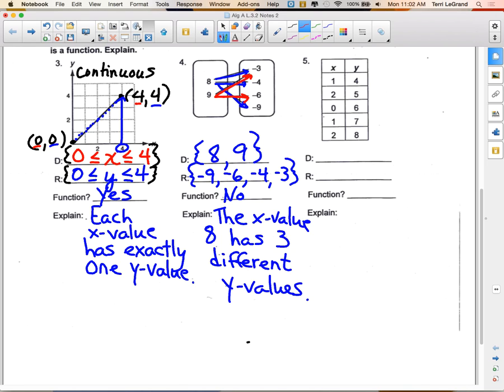Okay, you go ahead and try number 5 on your own. Try it on your own. You need to start with listing the domain, then go to the range, decide if it's a function, explain.